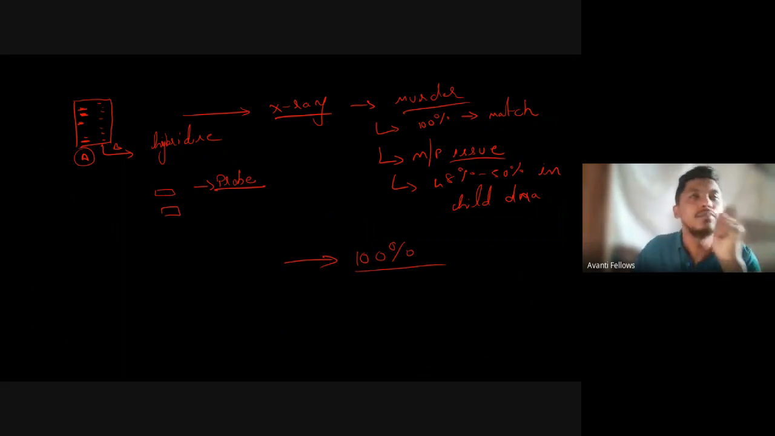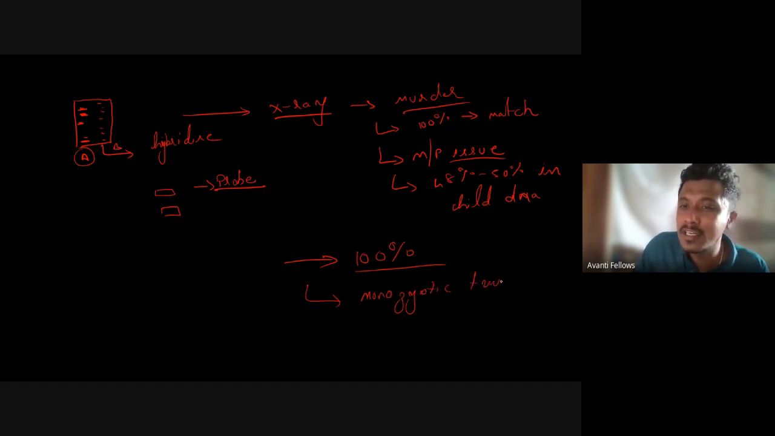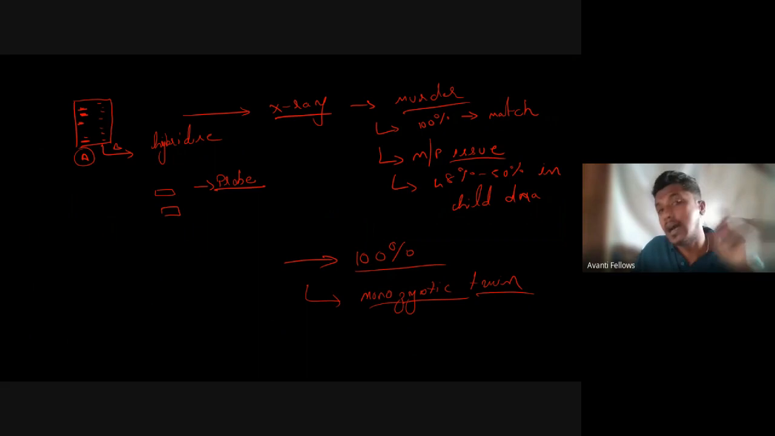There is one small instance where this can go wrong, which is monozygotic twins. If you have monozygotic twins, they have exact same genetic makeup, you see. So if one of the twins commits the crime and the other twin is innocent, both of their DNA will match, and identifying the criminal is very, very difficult.